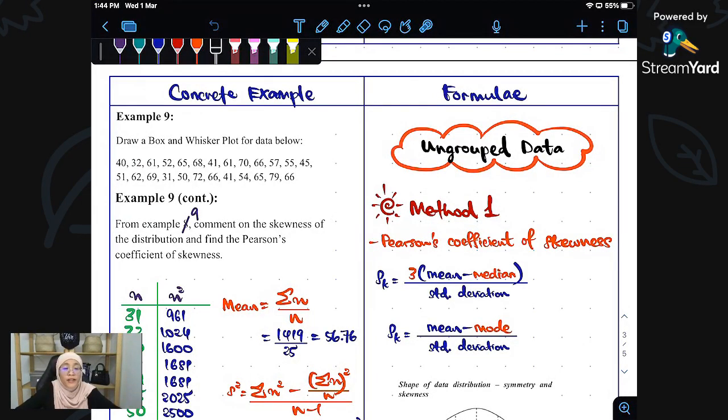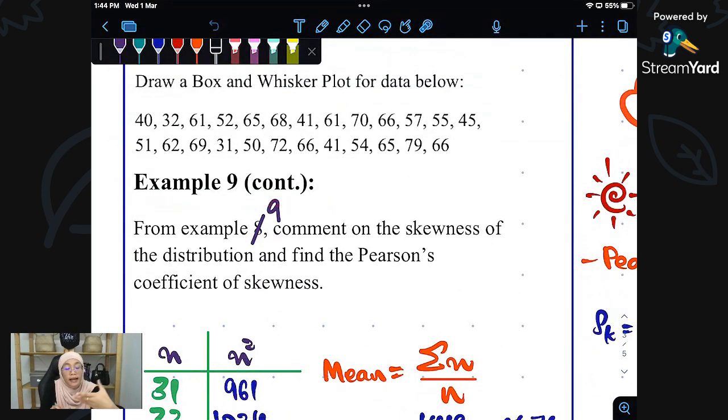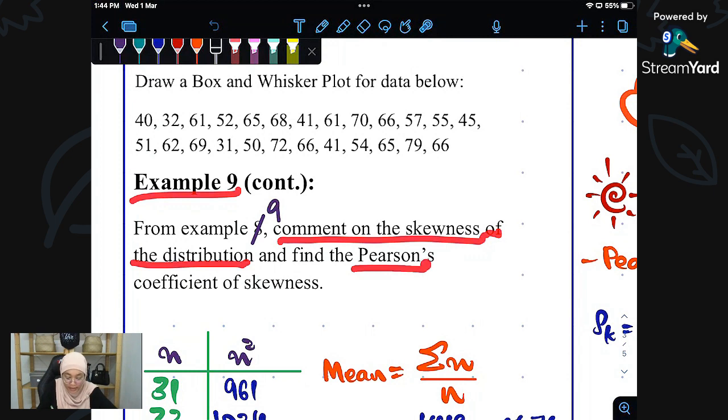Right, welcome back. So we are now going to solve example 9, where you have already seen this question before, where they ask you to draw a box and whisker plot. From my previous video, I already showed you how to draw the box and whisker plot for this example. So now we are still continuing and answering the question from this example 9, which asks us to comment on the skewness of the distribution and then find Pearson's coefficient of skewness.